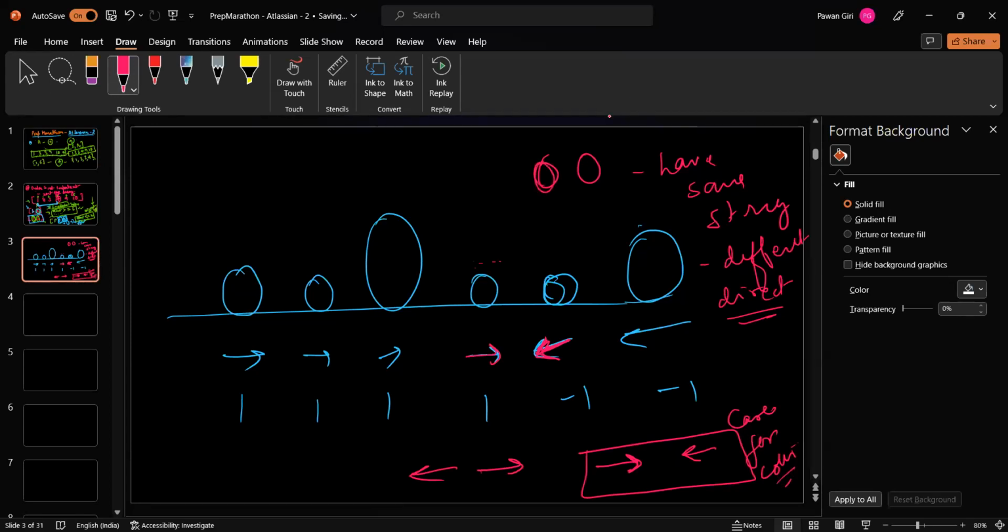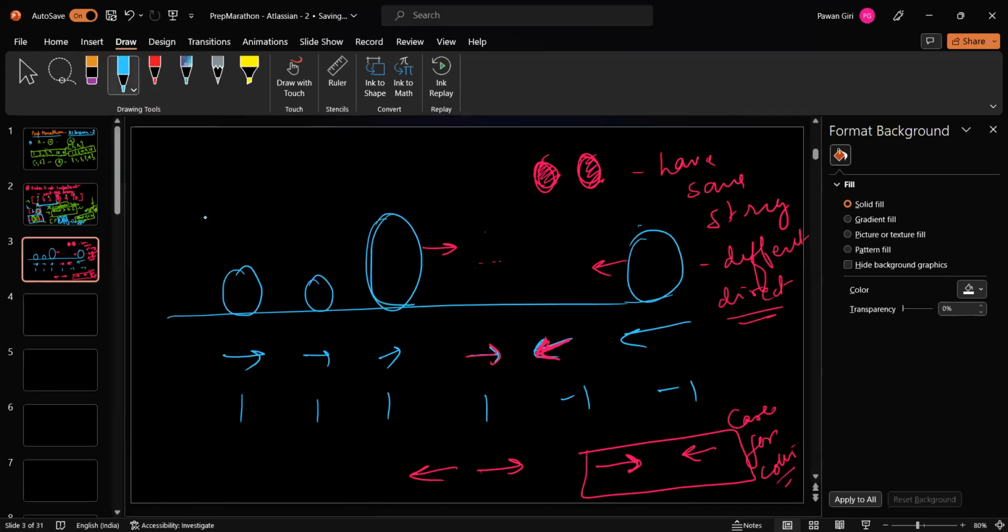If they have the same strength, then after collision both will be destroyed. So here, assuming these two have the same strength, at some point they will collide and get destroyed. So let us remove them. What will happen after that? We still have two balls. Now this is moving to the right, this is moving to the left, so they will collide at some point.